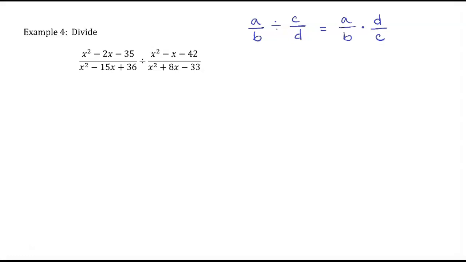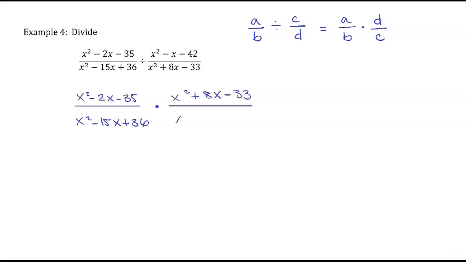Let's try that out with these two rational expressions. We have x squared minus 2x minus 35 divided by x squared minus 15x plus 36, and we want to divide by x squared minus x minus 42 over x squared plus 8x minus 33. But that's equivalent to multiplying by the denominator x squared plus 8x minus 33 divided by the numerator, x squared minus x minus 42. That's the second rational expression's reciprocal, or flipped over. Now we can treat this just like our previous examples.